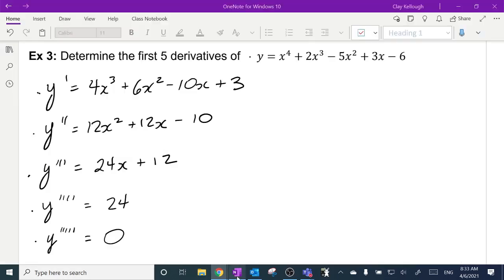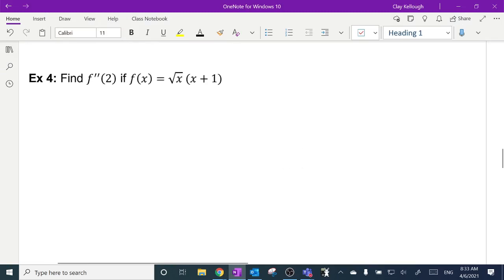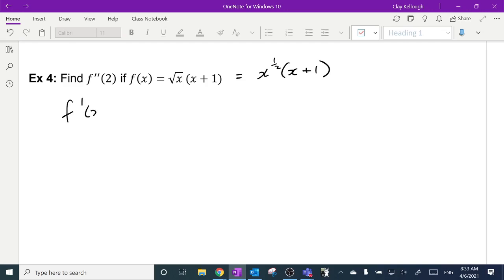Okay. All right, example 4. Now we're finally going to have to use our product law. Again, I think the first step I would do for this is to change this to x to the 1/2 times x plus 1. But the easiest way to deal with this now, I think, is to just use my product law. So f prime of x is going to be, okay, the derivative of the first times the second plus the first times the derivative of the second.